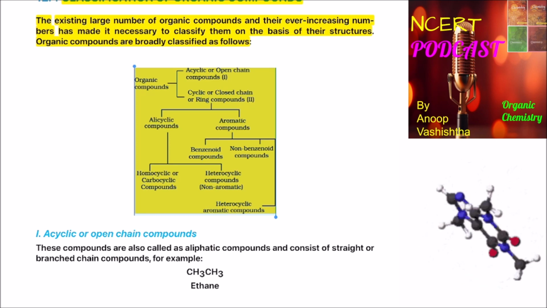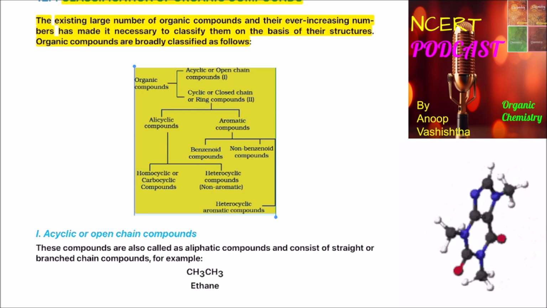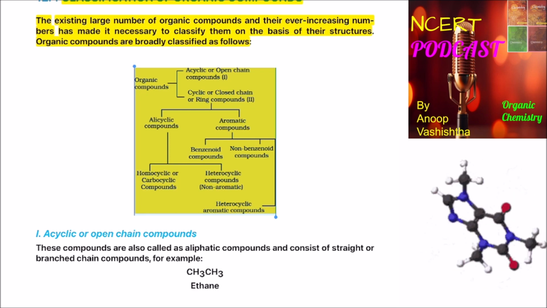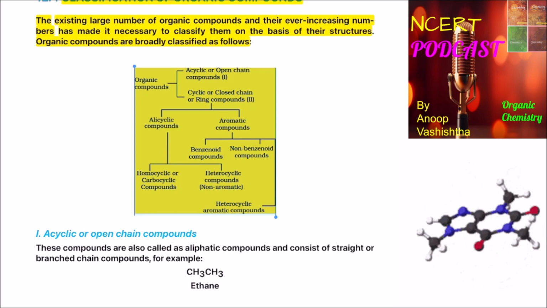Alicyclic compounds: homocyclic or carbocyclic compounds, heterocyclic compounds, non-aromatic. Aromatic compounds: benzenoid compounds, non-benzenoid compounds, heterocyclic aromatic compounds.